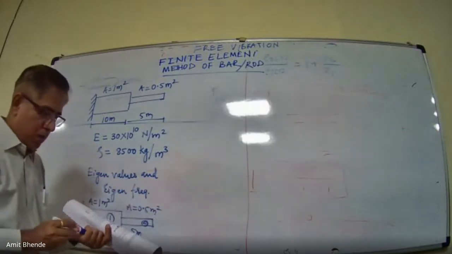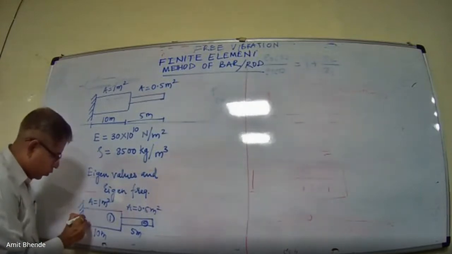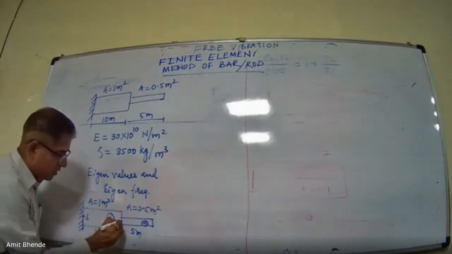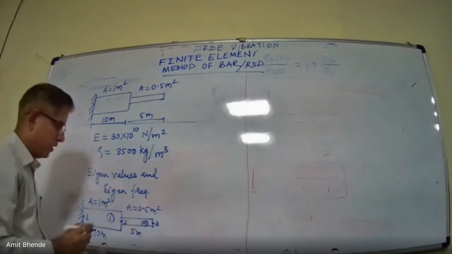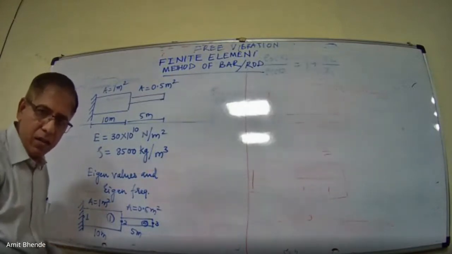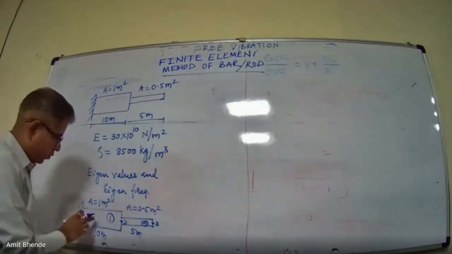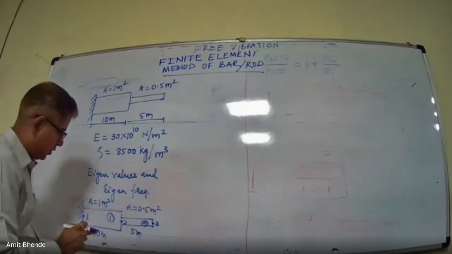Now, this is discretization. These are the nodes. Node number one. This is node number two. This is node number three. So these things we have already learned in the previous semester. Okay? So we have discretized the member into two elements and three nodes.